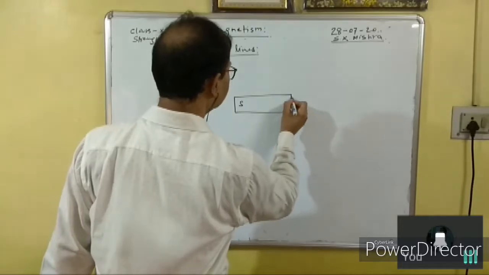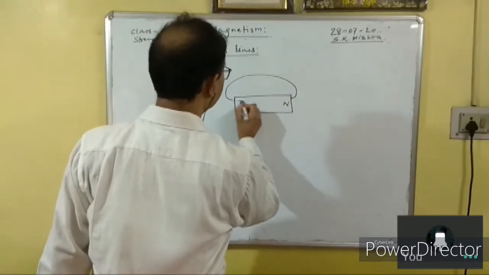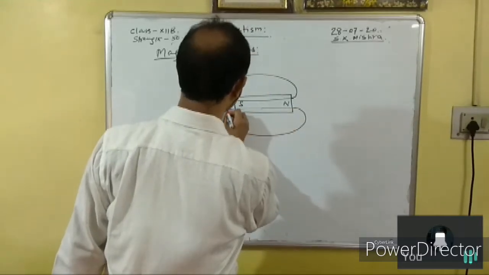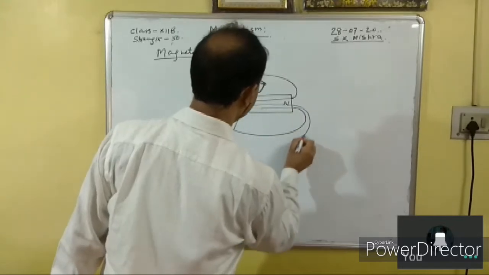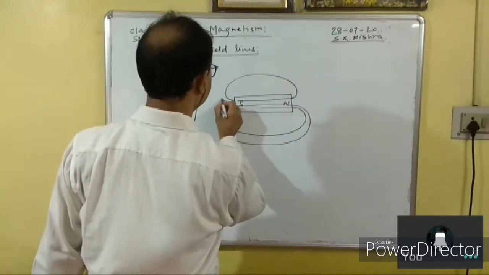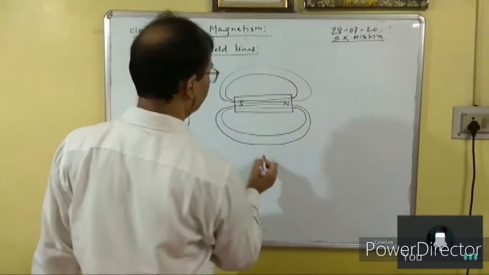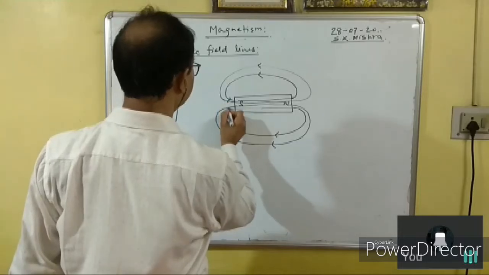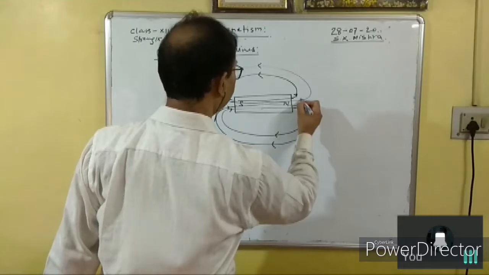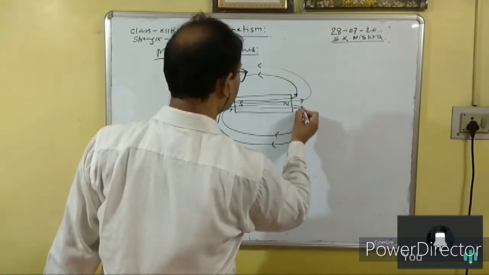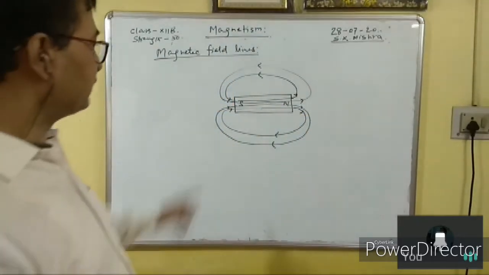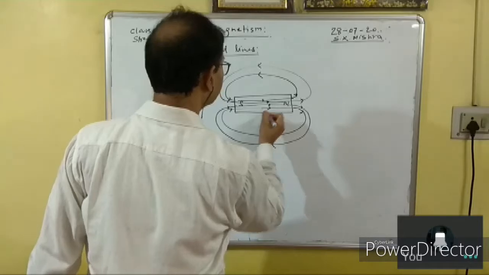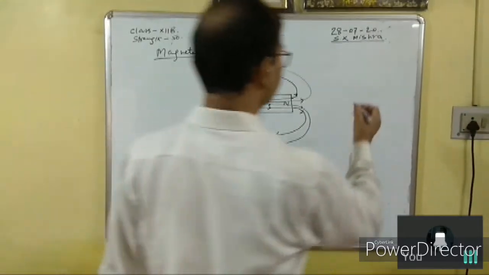Here is a bar magnet, and suppose this is the north pole and this is the south pole, then the field lines look like this, in continuation. So you may draw several lines. Then north to south, north to south. Field lines go from the north pole to the south pole, and then continue through the body of the magnet from south to north. So it forms a closed loop.